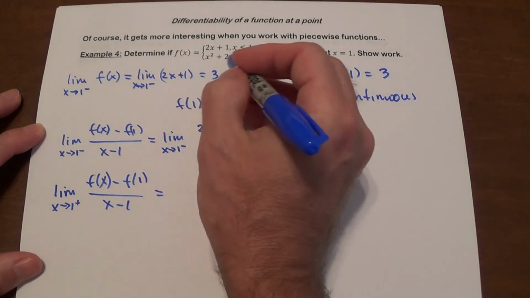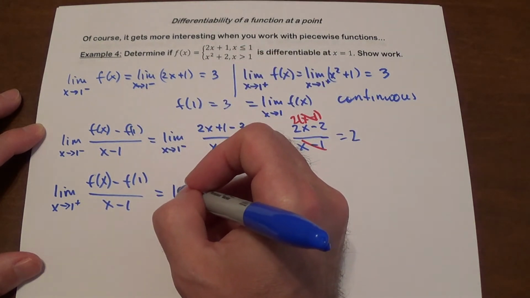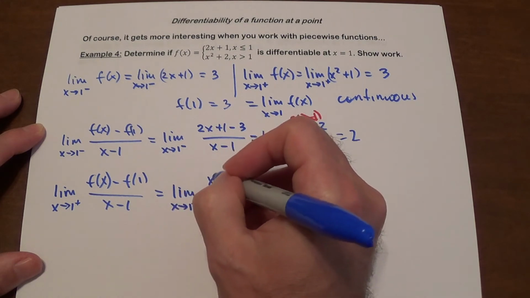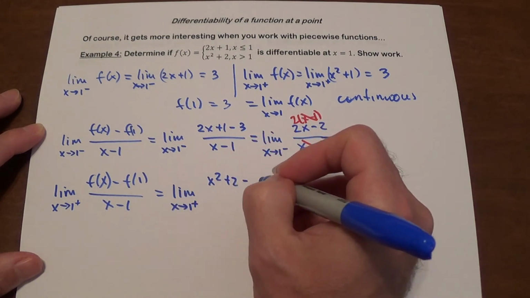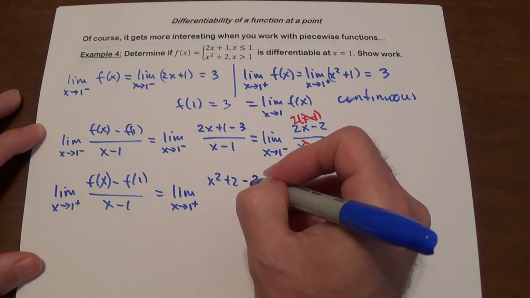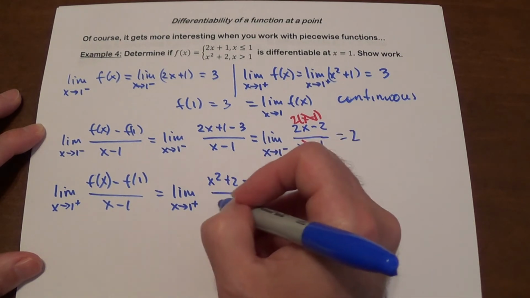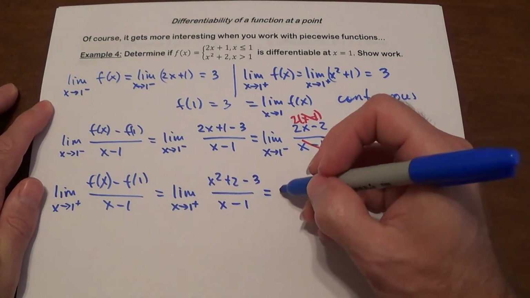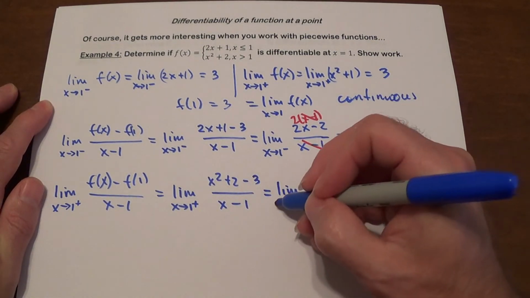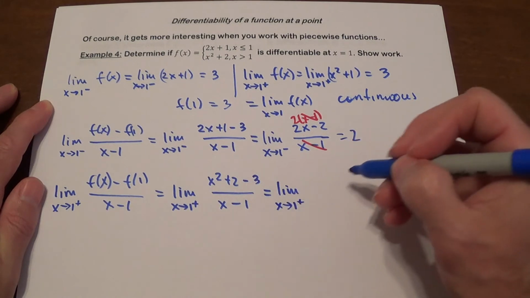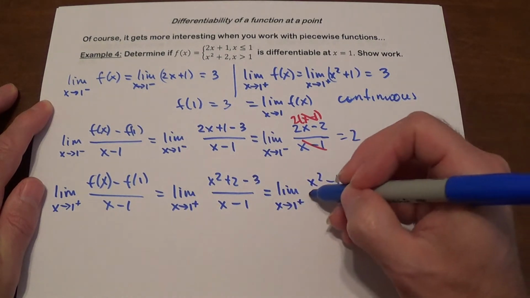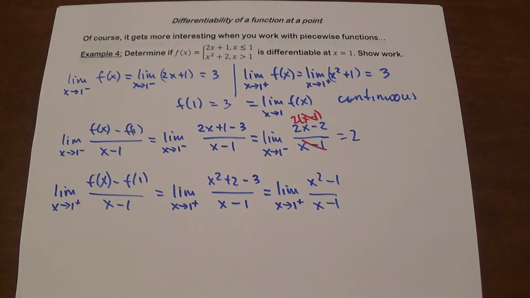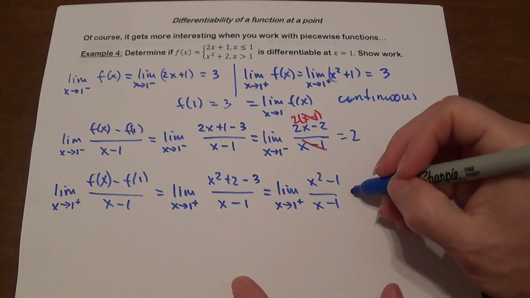So on the right hand side we use x squared plus 2 minus 3 over x minus 1, which here is going to give us the limit as x approaches 1 from the right of x squared minus 1 divided by x minus 1. x squared minus 1 can be factored. Let me just continue this here.